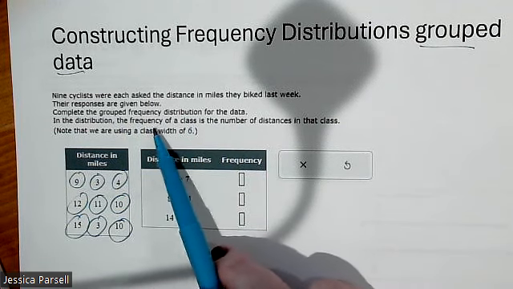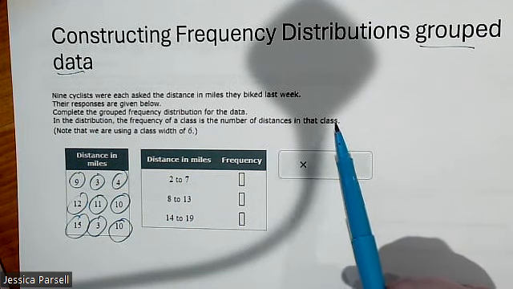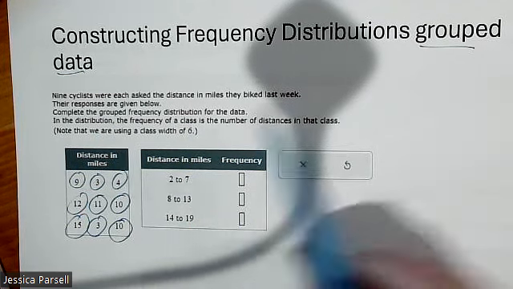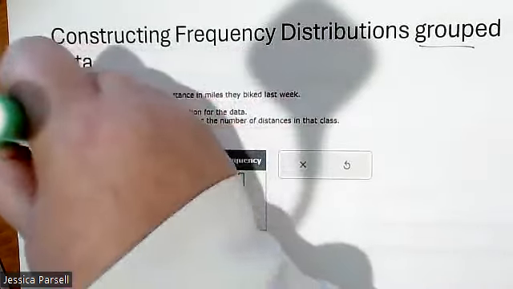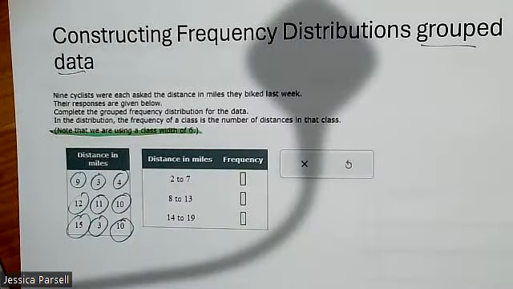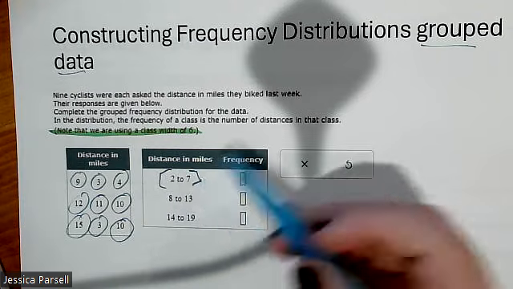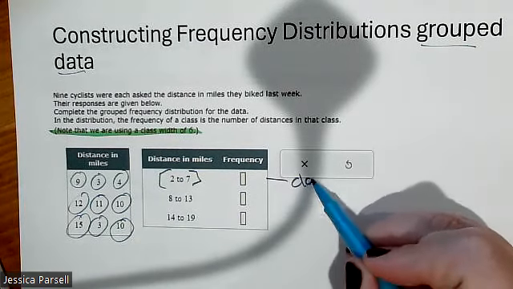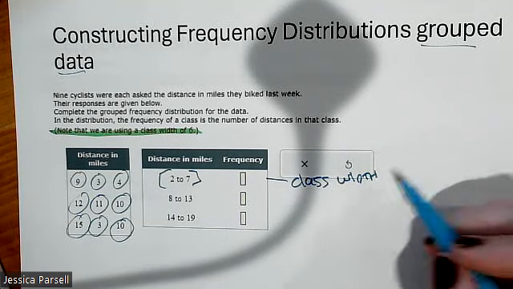In the distribution, the frequency of a class is the number of distances in that class. Note that we're using a class width of 6. I'm going to highlight this because you're going to be asked to determine class width, and I'm going to show you how to do that. Okay, so let's look at the width. This class right here, I'm just going to draw over here. They say the class width is equal to 6.